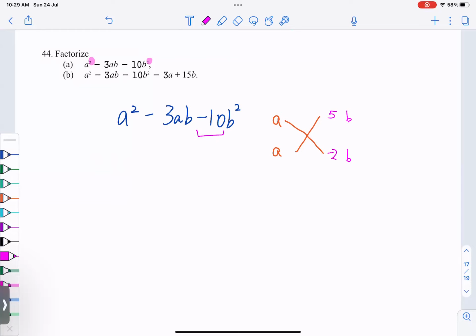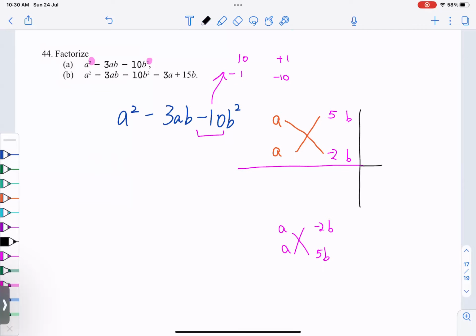That is one way. Okay, let's draw another style. It's still a times a on that side, but it could be negative 2b and 5b as well. Or it could be some other ways. Maybe 10 times negative 1, or negative 1 times, or positive 1 times negative 10, like that. It could be anything. So how do we know which one is correct? Any idea? Well, actually, of course, you can calculate it.